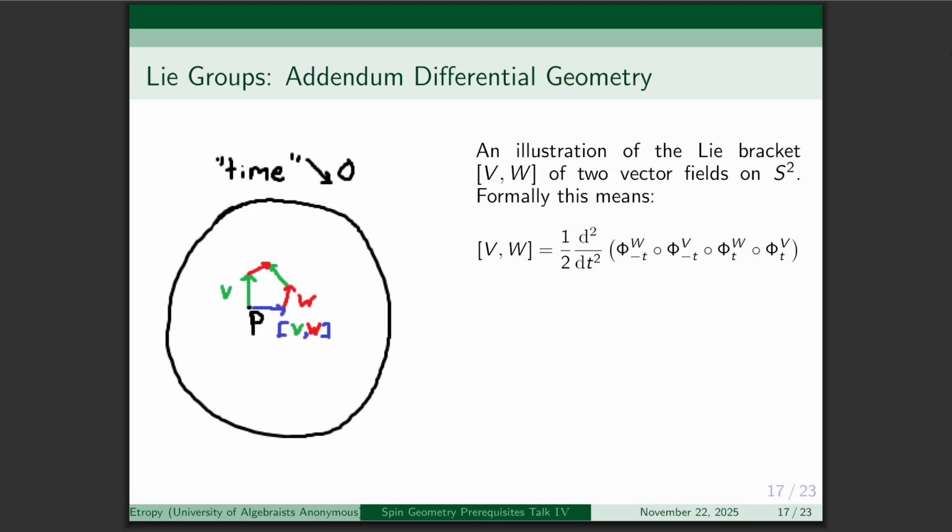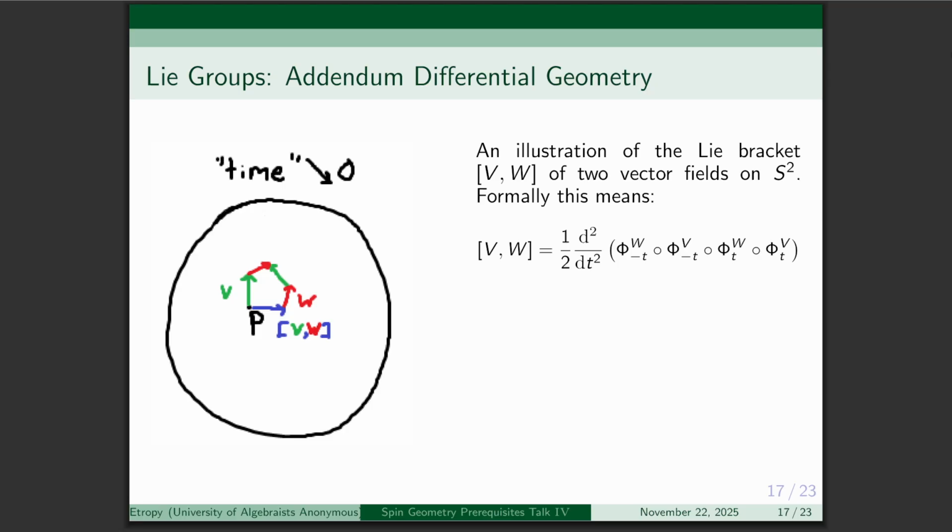And this becomes kind of technical, but you have to consider this at minimal time. And because you pick up a factor of t squared when you flow, you have to take the second derivative, and because you do it back and forth, you have to divide by 2. And this is the formal expression you get. But intuitively, essentially what you're doing is what's in the picture. You're flowing along one vector field, then the other, then backwards along the first, and then backwards along the other.